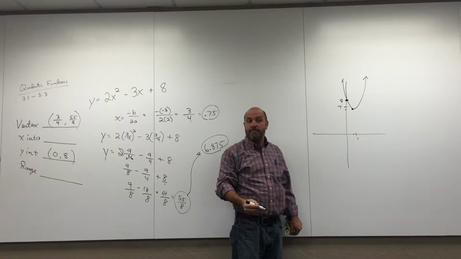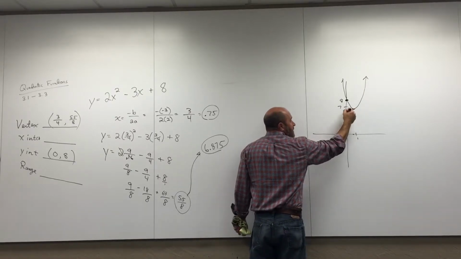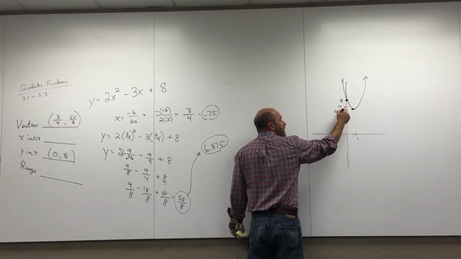Are you guys with me? You see how easy that is? I labeled that 7, but I really maybe should label this. What is this? 6.875, right?